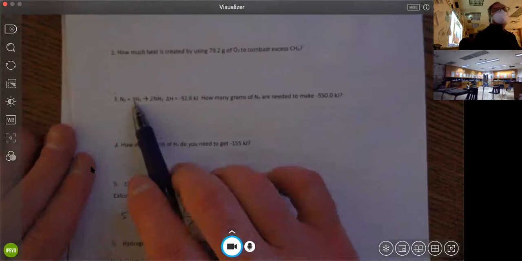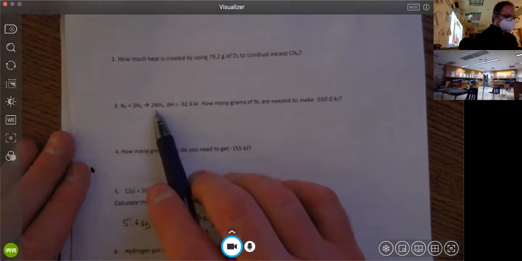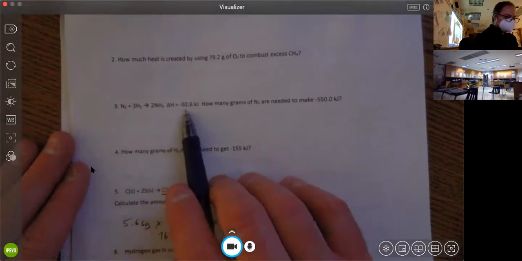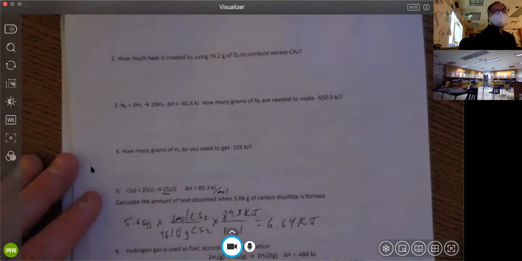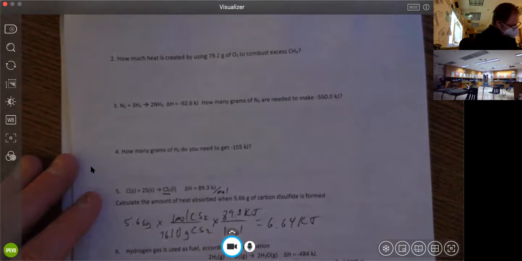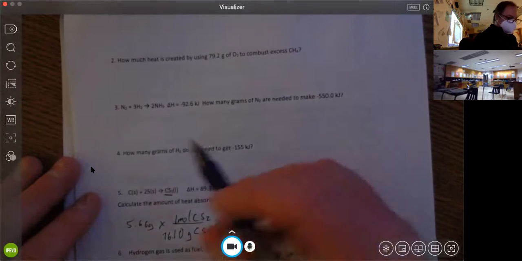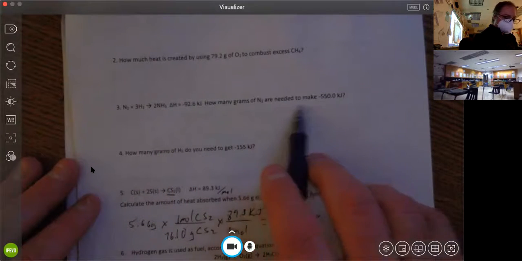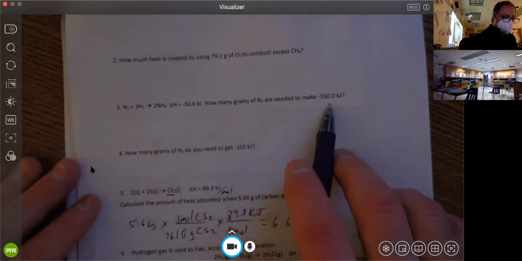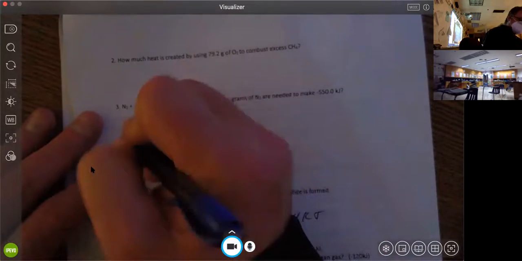So if we take a look, N2 plus 3H2 yields 2 ammonia. The delta H of the reaction is negative 92.6 kilojoules. Is that endothermic or exothermic? Anybody? Exo. How many grams of N2 are needed to make negative 550 kilojoules, or release 550 kilojoules?